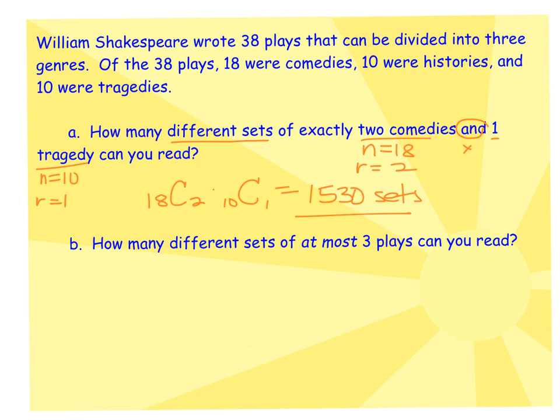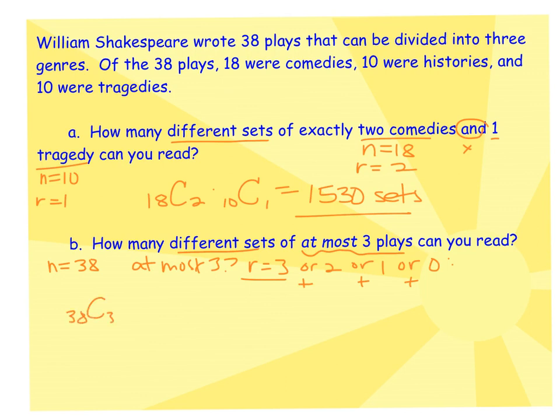All right, last question. How many different sets of at most 3 plays could you read? So now it doesn't matter what type it is. It could be any of the 38. So this means N is 38, but at most 3, what does that mean? That means R could be 3, or at most it could be 2, or 1, or we don't have to read any at all. So the ors mean we're going to separate our choices by adding them together. All right, so if we pick 3, that would be 38C3. That's all the ways we could read exactly 3 plays.